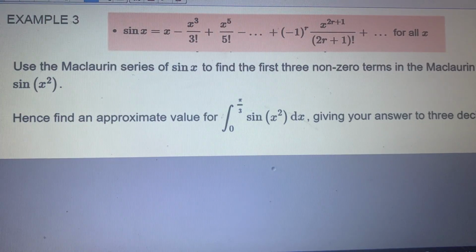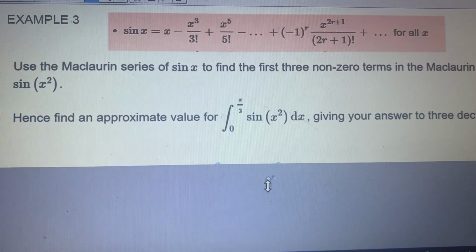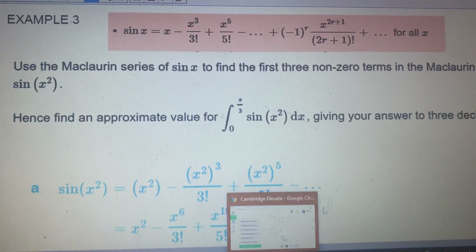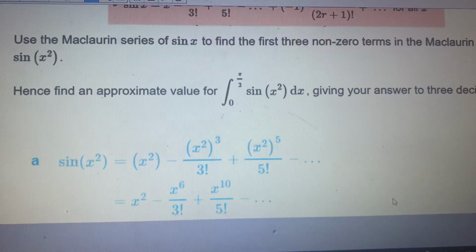Right, example 3. Use the Maclaurin series of sine x, I've given that to you there, to find the first 3 non-zero terms in the Maclaurin series of sine x squared. So what you're going to do is just replace these x's with x squareds. That's okay, isn't it? So it looks like that.